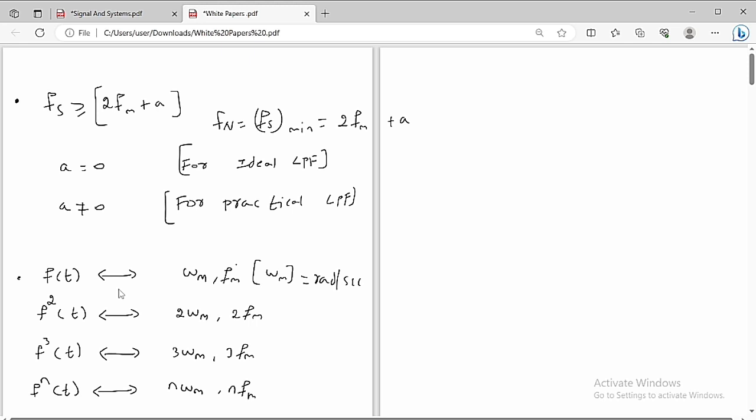So therefore we can say for f of t, the maximum frequency present in the signal is omega m. For f of t to the power of n, the maximum frequency present in the signal is nothing but n into omega m. So if omega m is the maximum frequency present in f of t, then f of t to the power of n will have the maximum frequency n into omega m. Finally, I can say that if f of t has omega m as the maximum frequency, then f of t to the power of n will have the maximum frequency n into omega m. Up to this range, it is going to get covered.